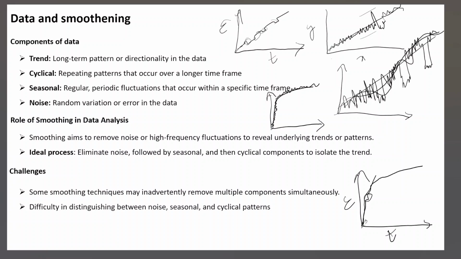And then the ideal process. What ideal smoothing refers to is that it eliminates noise, followed by seasonal and cyclical components, to isolate the trend. So it should eliminate the variations from the noise, then the seasonal and cyclical components, to isolate the trend.